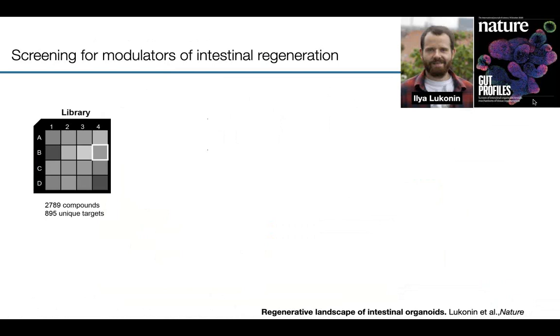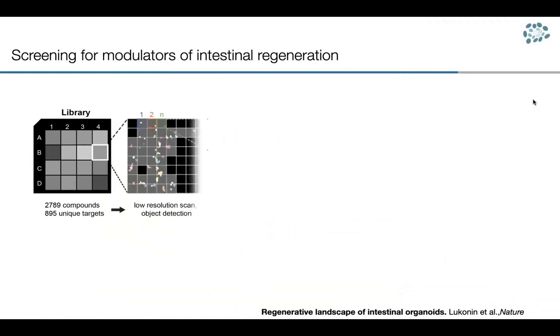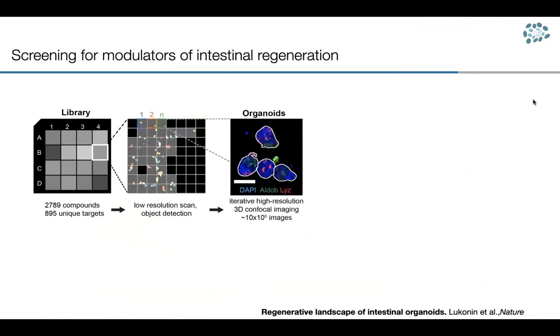So what Ilya did in here was that he took a compound library of around 3,000 compounds, in an arrayed fashion. So every well has organoids with individual compounds. Then he has an iterative imaging where he takes a low resolution scan, segments them on the fly, takes the position and goes back and then re-images the organoid at high resolution.